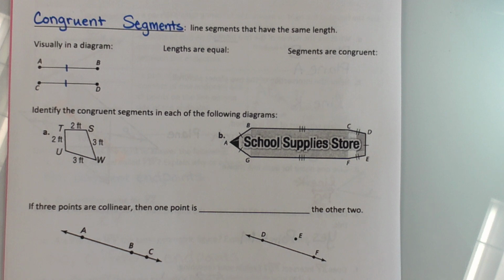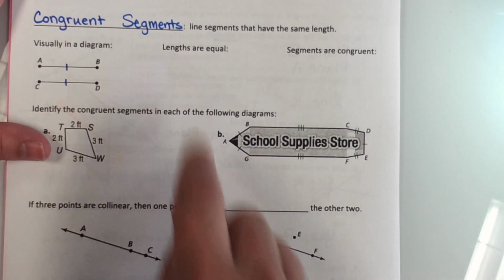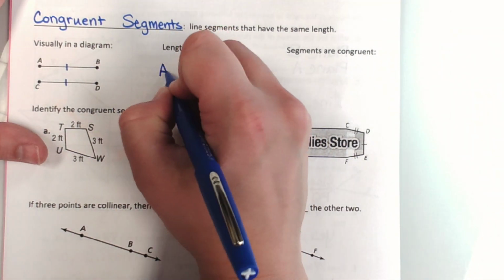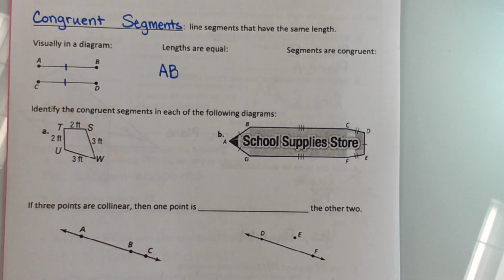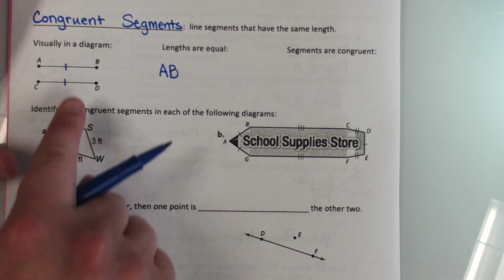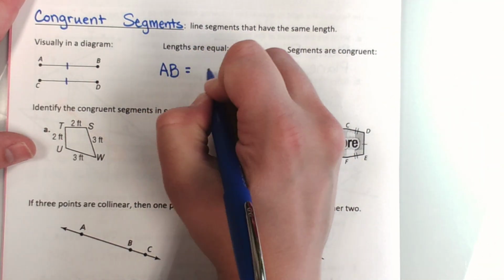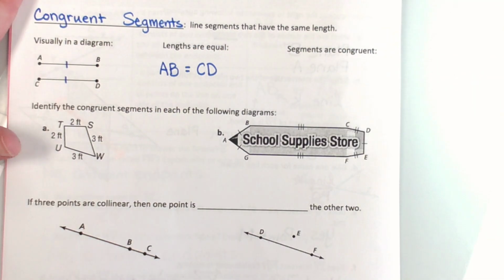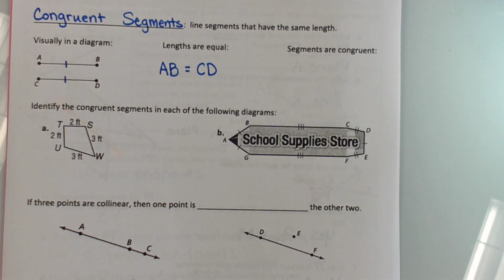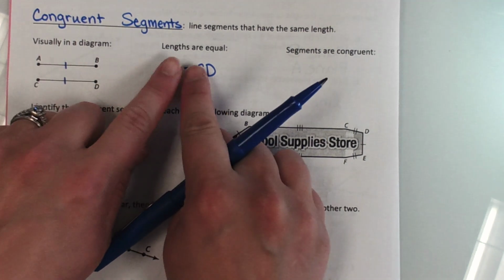Why am I emphasizing that? Because if I want to talk about a segment's name and a segment's length, I do a slight tweak on how I write it. A segment's length does not have the bar above it. It has the same two letters, no bar. So if these two are the same, I can say AB is equal to CD. Remember, you have to use capital letters. But if I talk about lengths being equal, there's no bar.